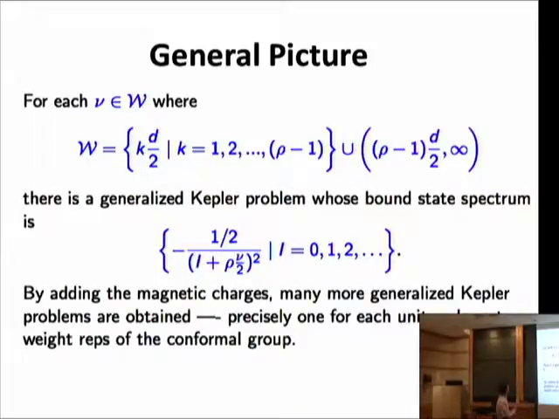For each nu in here, there is a generalized Kepler problem whose bound state spectrum will be like this. Very similar. But here, remember, there's a rho here. In the old case, rho equals 1 in the previous simple example. This really exhausts all unitary lowest weight representations of scalar type. Now, how do we get the so-called other type, the so-called vector type? We need to introduce magnetic charge. So by adding magnetic charge, many more generalized Kepler problems are obtained, precisely one for each unitary lowest weight representation of the conformal group.